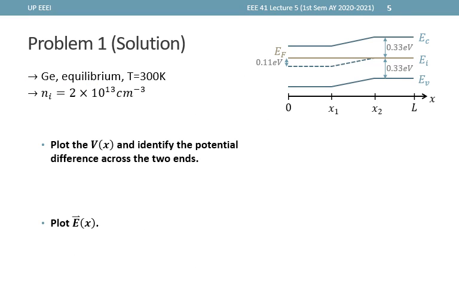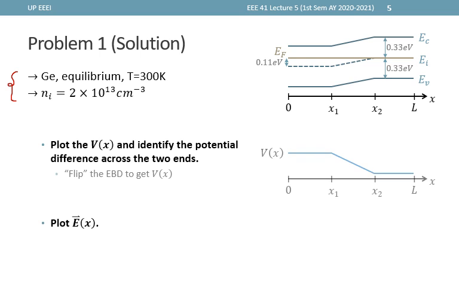So we have summarized the important points in the given. So we have germanium, equilibrium, room temperature, the ni for germanium, and we've also shown at the right side the energy band diagram given. So for the first point, we were asked to plot the voltage as a function of x and identify the potential difference across the two ends.